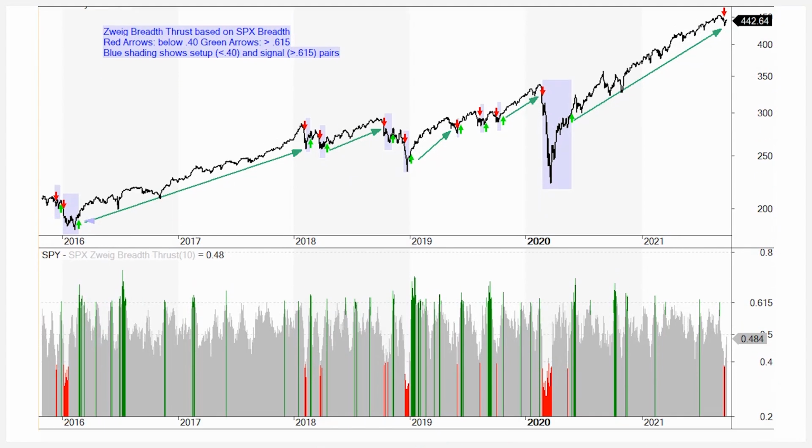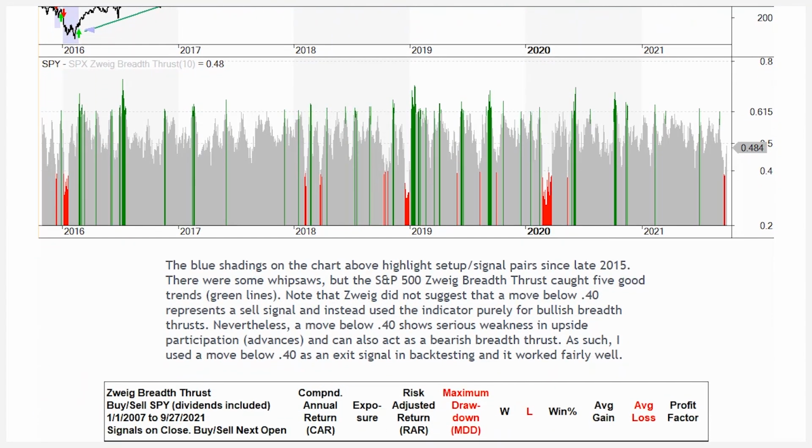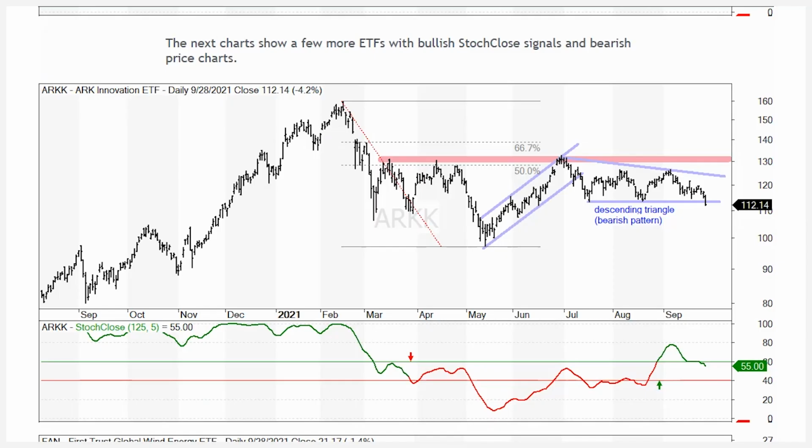So I also ran a little back test to test these Zweig breadth thrust signals, and I did that from January 2007 until the end of September, and it worked out pretty well, and that's available for subscribers to trendinvestorpro.com.